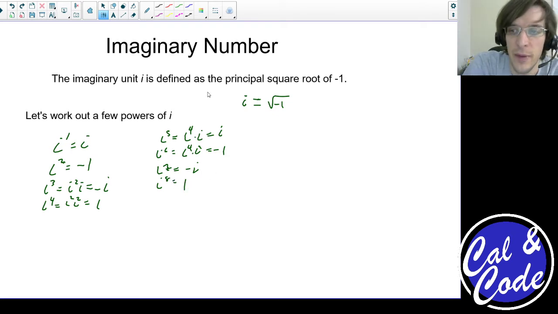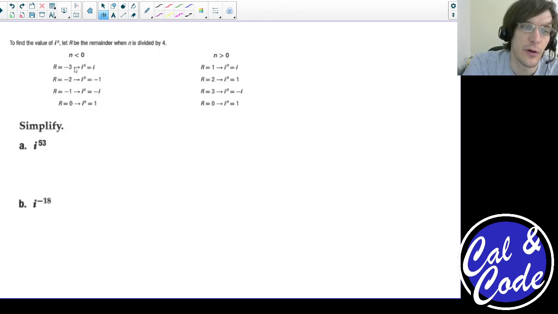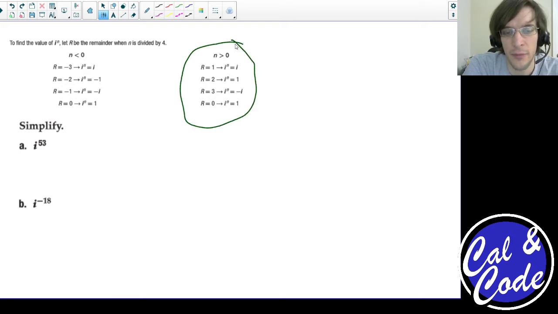And you can see that this goes in a pattern. That pattern has to do with its divisibility by 4. When we're dealing with positive powers, its remainder by 4 will directly correlate to the correct simplification. So here it is when our power is positive. When I divide by 4 and get a remainder of 1, I'll have i. If I have a remainder of 2, I get -1. If I get a remainder of 3, I get -i. And if it divides evenly by 4, there is no remainder, then you end up with +1. Here's what happens if it's negative powers.